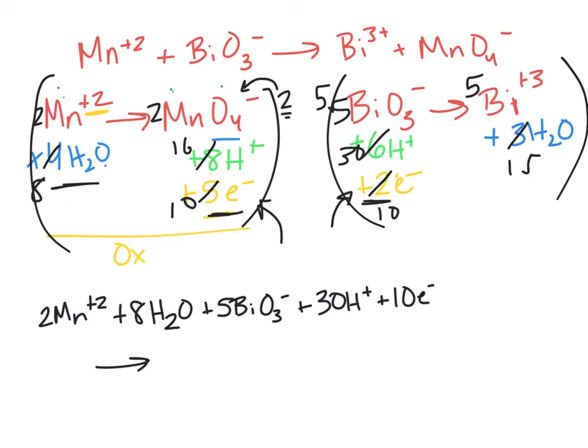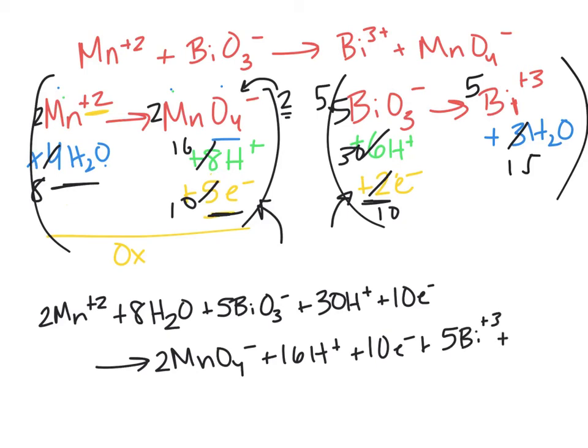But now let's do our products. So we'll have 2 MnO4-, 16 H+, and 10 e-. And now the other side, 5 Bi3+ and 15 H2O. Goodness gracious, these get really long. All right, we put it back together. We are balanced, but we're not simplified at this point.